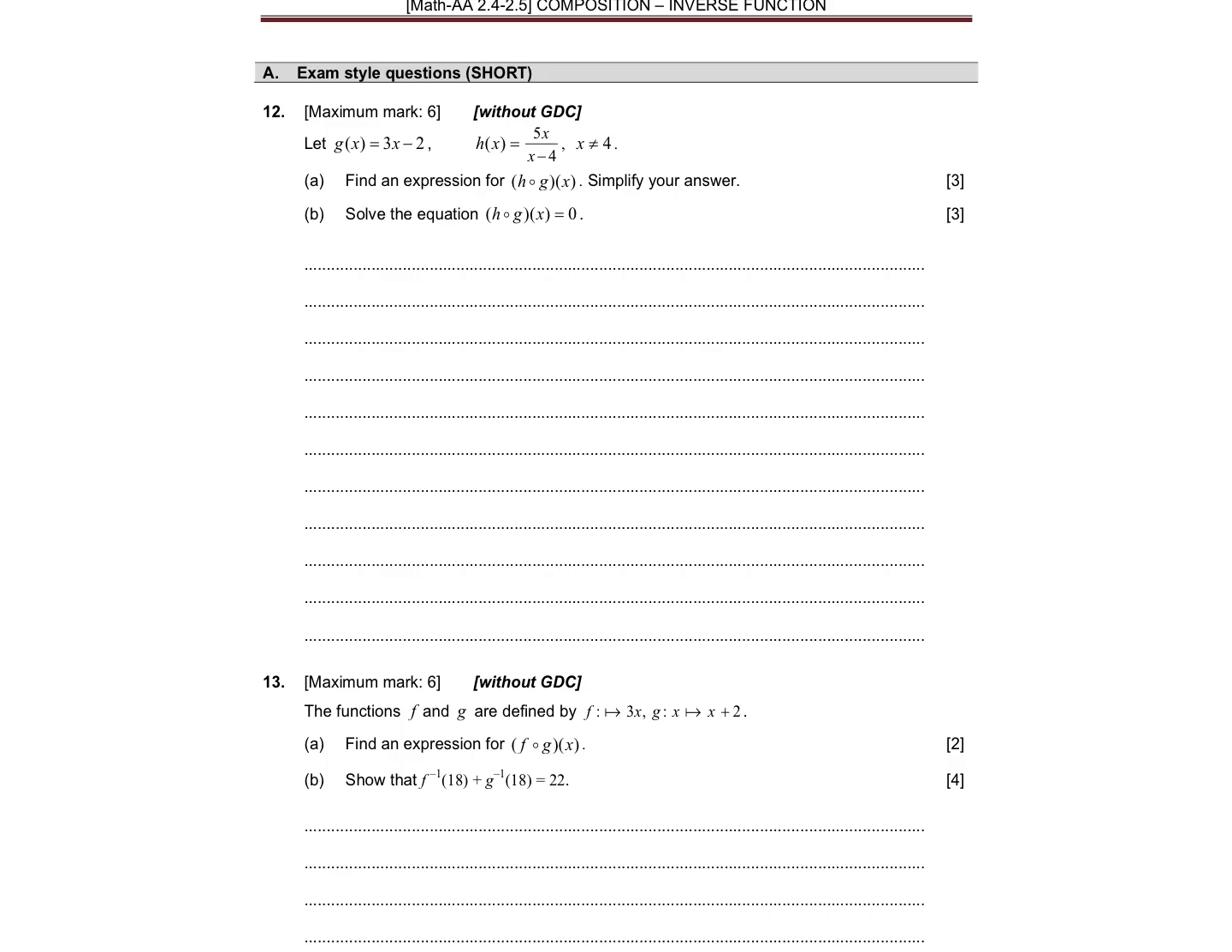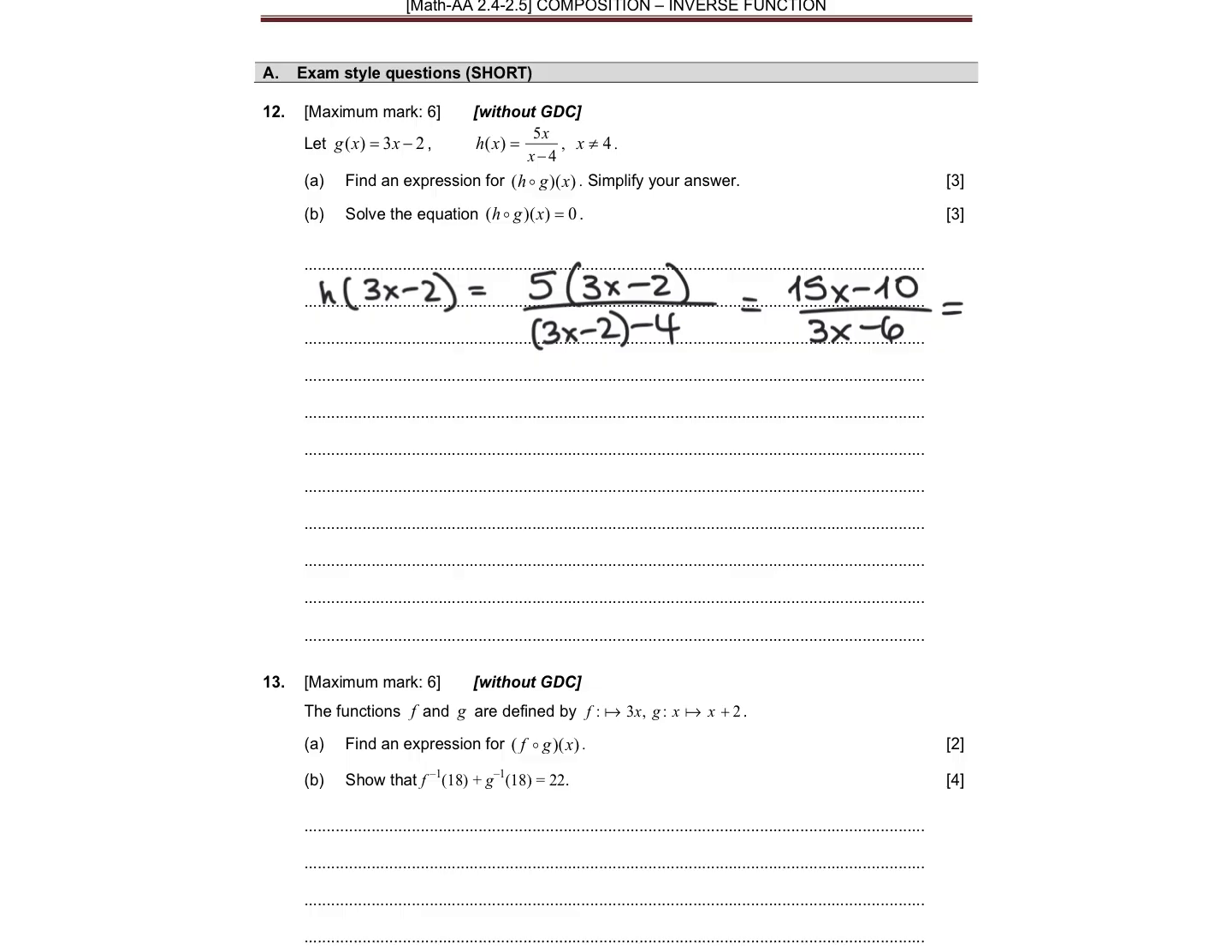Number 12, find an expression for h of g at x and simplify. So we're going to substitute g into h. Everywhere we see an x, we're going to put 3x minus 2 into h. So this is going to be 15x minus 10 over 3x minus 6.